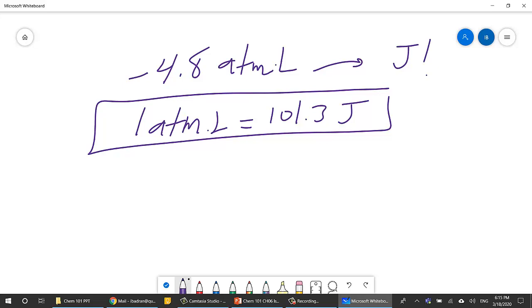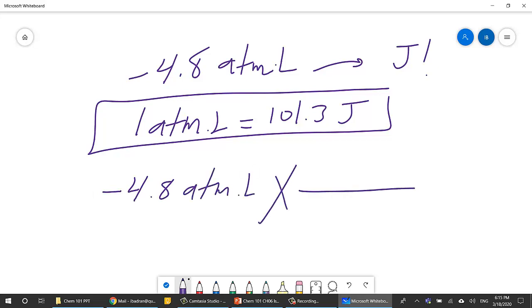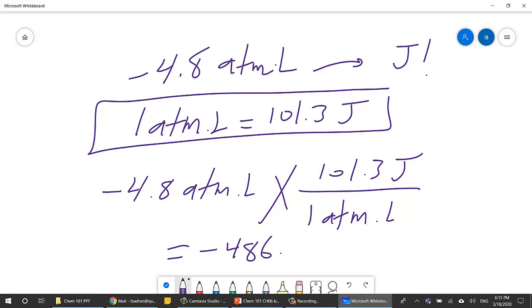And if you want to change the work, the minus 4.8 that we calculated in the previous example, you can just change it into joules by saying minus 4.8 atmosphere liter times the conversion factor, because 1 atmosphere liter is 101.3 joules. That will give you an answer of minus 486.24 joules. If you want to consider significant figures, this is actually minus 490 joules.